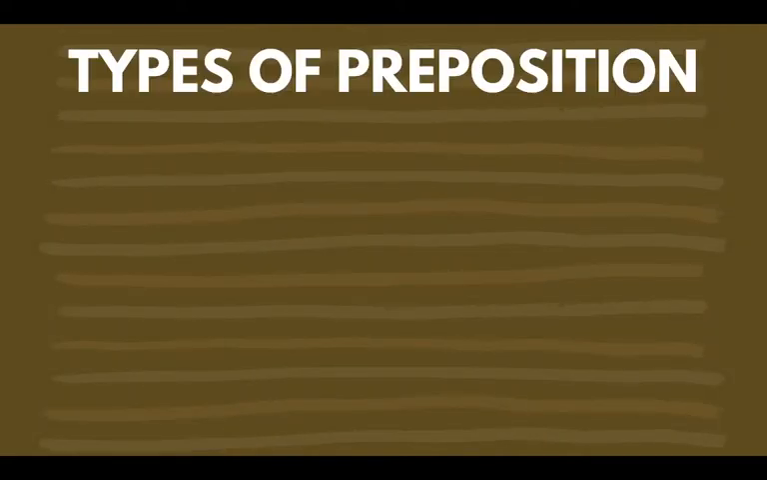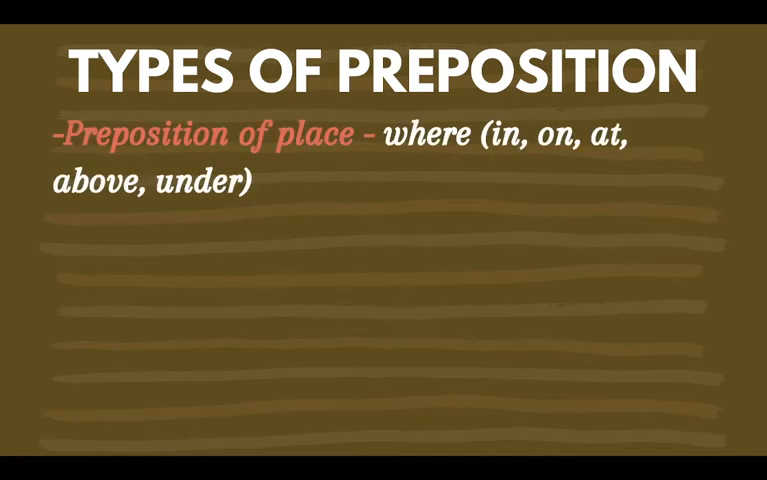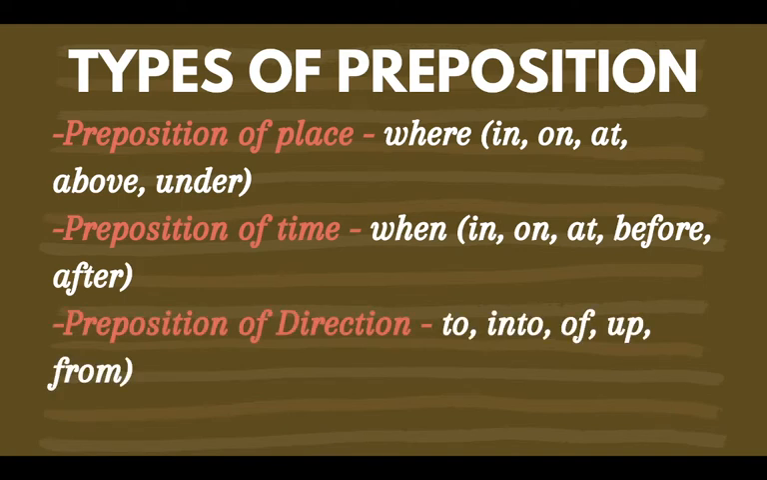Let's see types of prepositions. Here comes the preposition of place, preposition of time, preposition of direction. Prepositions are the words which are used to mention the position of the noun. It can be used for place, it can be used for time, it can also be used for direction.